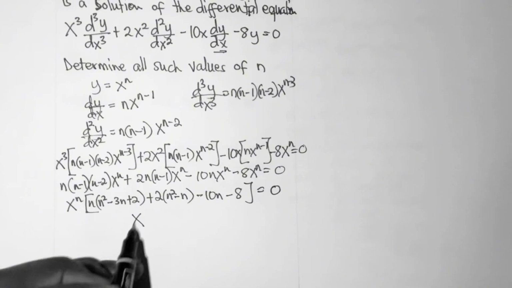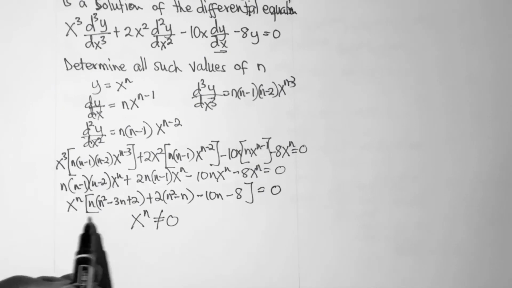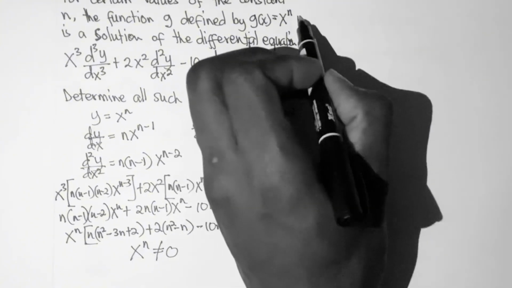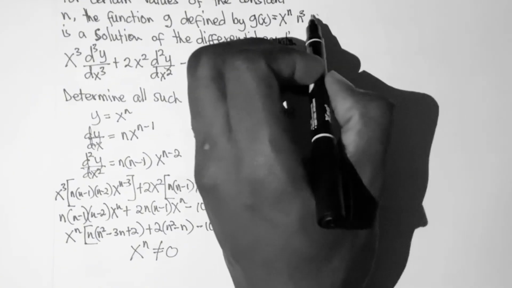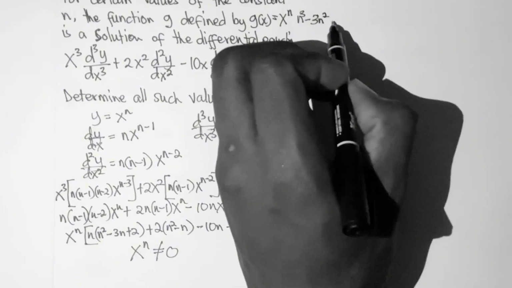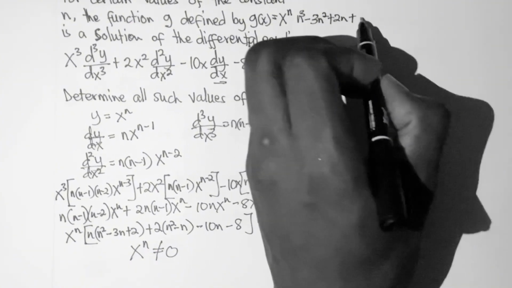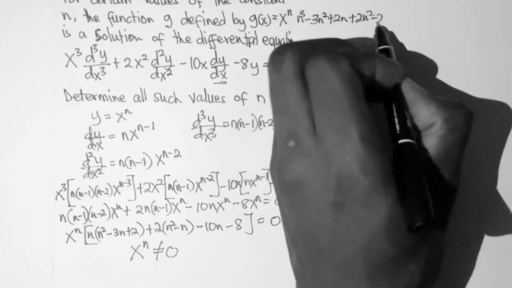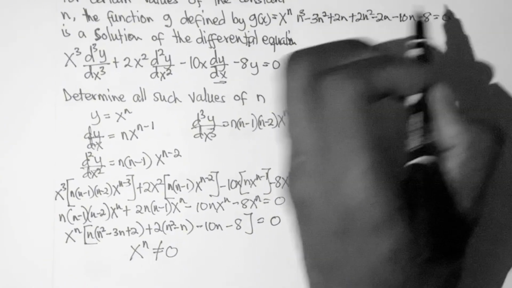So you see that x exponent n can never be 0. The only thing that can be 0 is what is inside this bracket. So it means that we should equate all of this to 0. So now let's multiply. N times n squared is n cubed. Then n times minus 3n is minus 3n squared. N times 2 becomes plus 2n. And then plus 2 times n squared becomes 2n squared. 2 times minus n is minus 2n. Then minus 10n minus 8 equals 0.